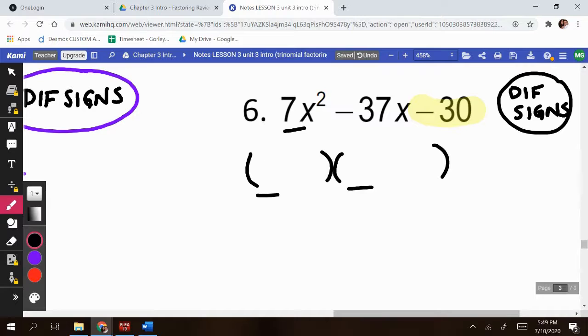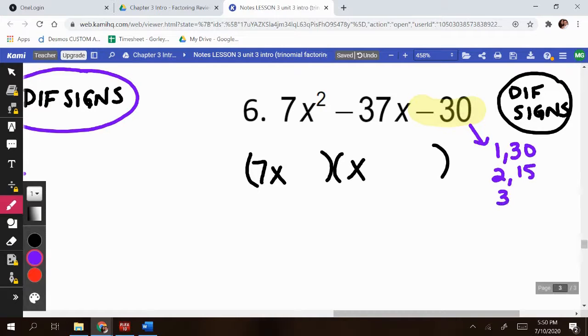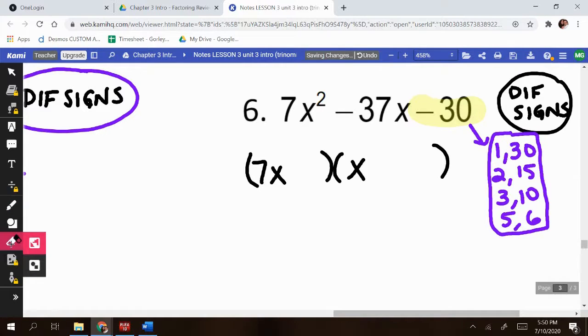First times first is 7x squared. We get 7x times x. And then last times last should give me negative 30. Let's think about some factors of 30. We have 1 and 30, 2 and 15, 3 and 10, and 5 and 6 are all options that could get you to 30 when you multiply them. Again, remember, because it's negative 30, they should be different signs. So it would be like negative 1 and positive 30, or it could be positive 1 and negative 30. Okay, but they're going to be different signs for those factors.